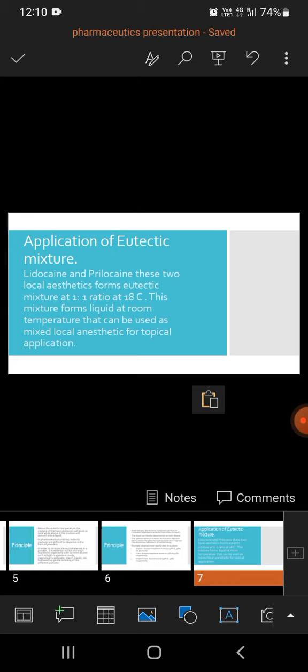They can be used only for topical application. They cannot be given in any other form. So I think this is all we need to know about eutectic mixtures, and these are the main examples we need to know about.